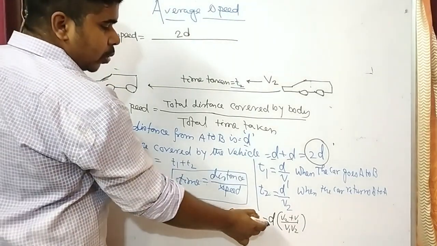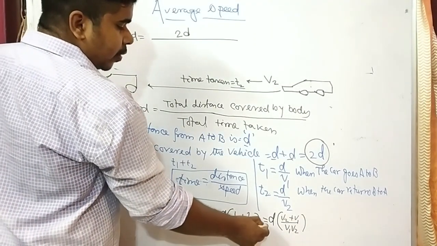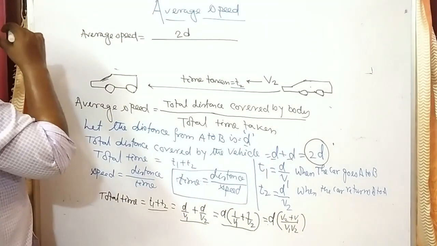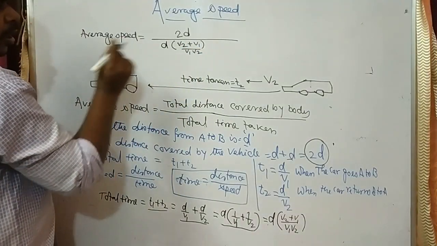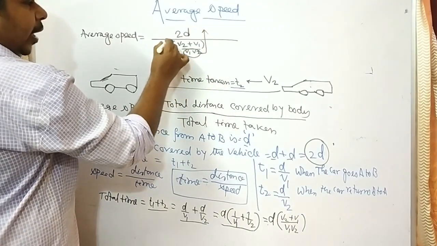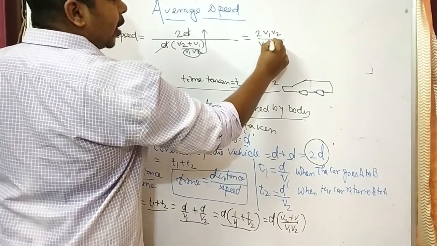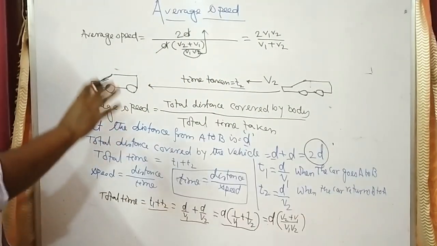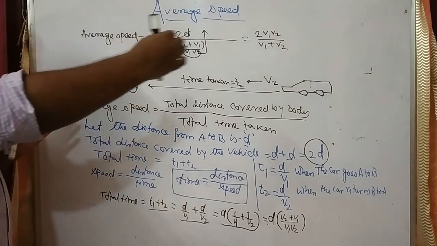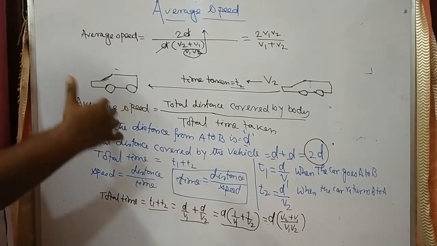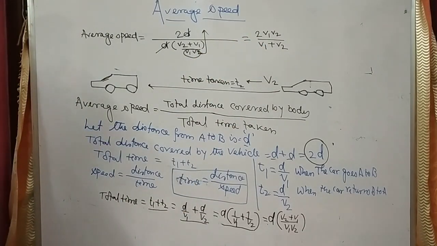Divided by total time. So what is the total time? We found t1 plus t2, which equals d by v1 plus d by v2, so d into v2 plus v1 by v1 into v2. We write that here. Now this one goes up and d will be cancelled out. So the answer will be 2 into v1 v2 by v1 plus v2. What is v2 plus v1? That is v1 plus v2. So that will be the average speed. So if any numerical is given this way, that some distance is covered at a speed, and when it returns the speed is changed, in that case the average speed will be 2 into v1 v2 by v1 plus v2.